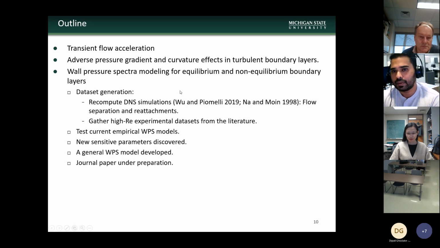And the third and final part of this presentation will be focused on wall pressure spectra modeling. That is, first, it will involve the dataset generation, how we carried out different direct numerical simulations to understand different flow scenarios such as separation or reattachment. Then, after gathering the data, we tested current empirical wall pressure spectra models. Then new sensitive parameters were discovered, and a generalized wall pressure spectra model was developed.